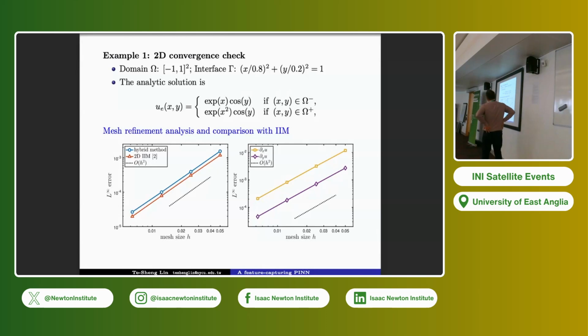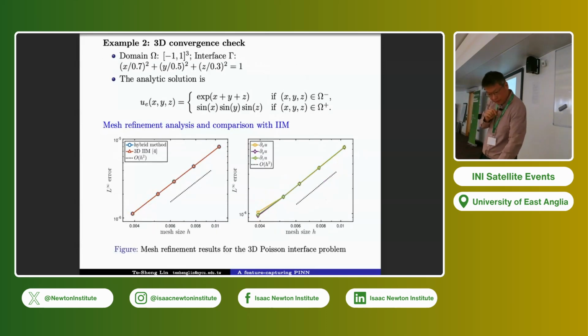So this is the two-dimensional accuracy check for the Stokes interface problem. The interface is here, the analytic solution is this one, and we have a very clean mesh refinement result. The hybrid method that I just mentioned is the blue circle, while the 2D immersed interface method is the red triangle. Also in the first derivative, we have second order convergence. We can do 3D too, and it's the same. We have very nice second order convergence for this hybrid method.